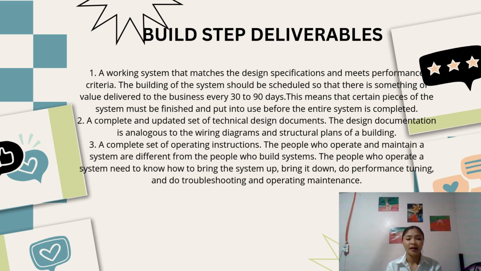Number 2. A complete and updated set of technical design documents. The design documentation is analogous to the wiring diagram and structural plans of a building. Number 3. A complete set of operating instructions. The people who operate and maintain a system are different from the people who build the system. The people who operate a system need to know how to bring the system up, bring it down, do performance tuning, and do troubleshooting and operating maintenance.